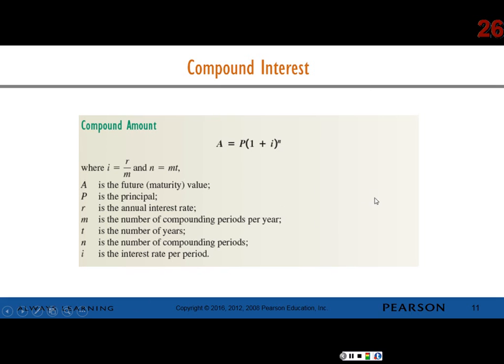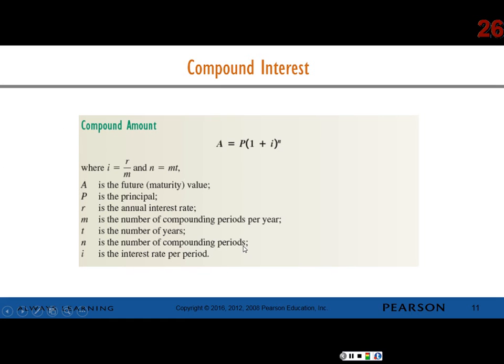So we need to, again, this is the language. A is the future value. P is the principal or present value. R is the annual interest rate. N is the number of times you're going to compound every year. So if you compound once a year, N would be 1. If you compound every 6 months, N would be 2. If you compound every 3 months, N would be 4. If you compound at the end of every month, N would be 12. T is the number of years.